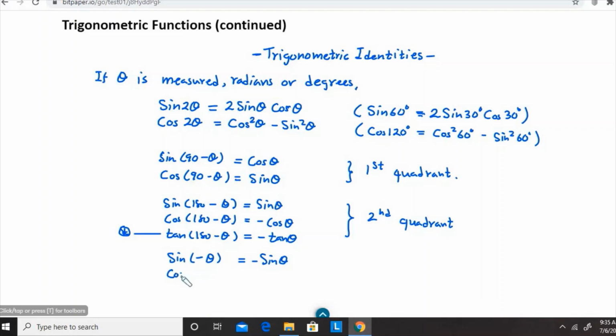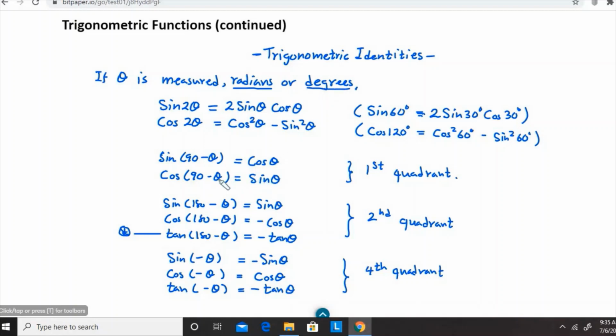The next one, cosine minus theta, so that's going to be cosine theta. And then finally, tangent minus theta is equal to minus tangent theta. So these are relevant for the fourth quadrant in the xy plane. Remember, for this theta, you can have radians or degrees, it doesn't matter.